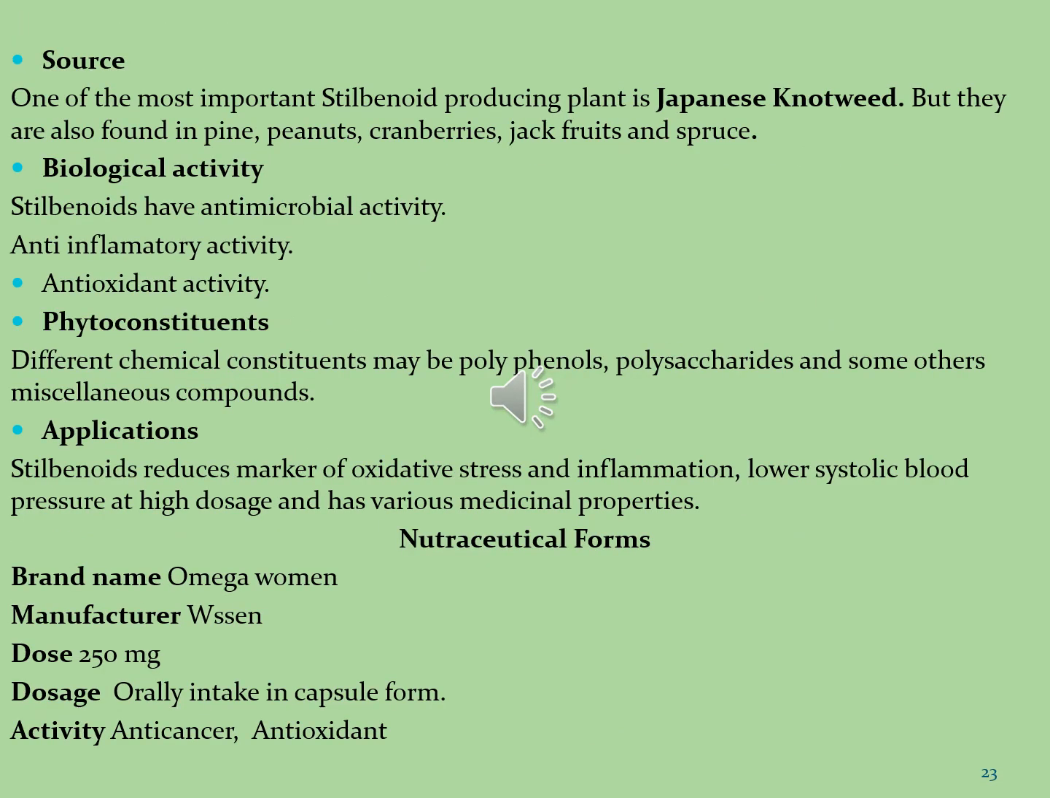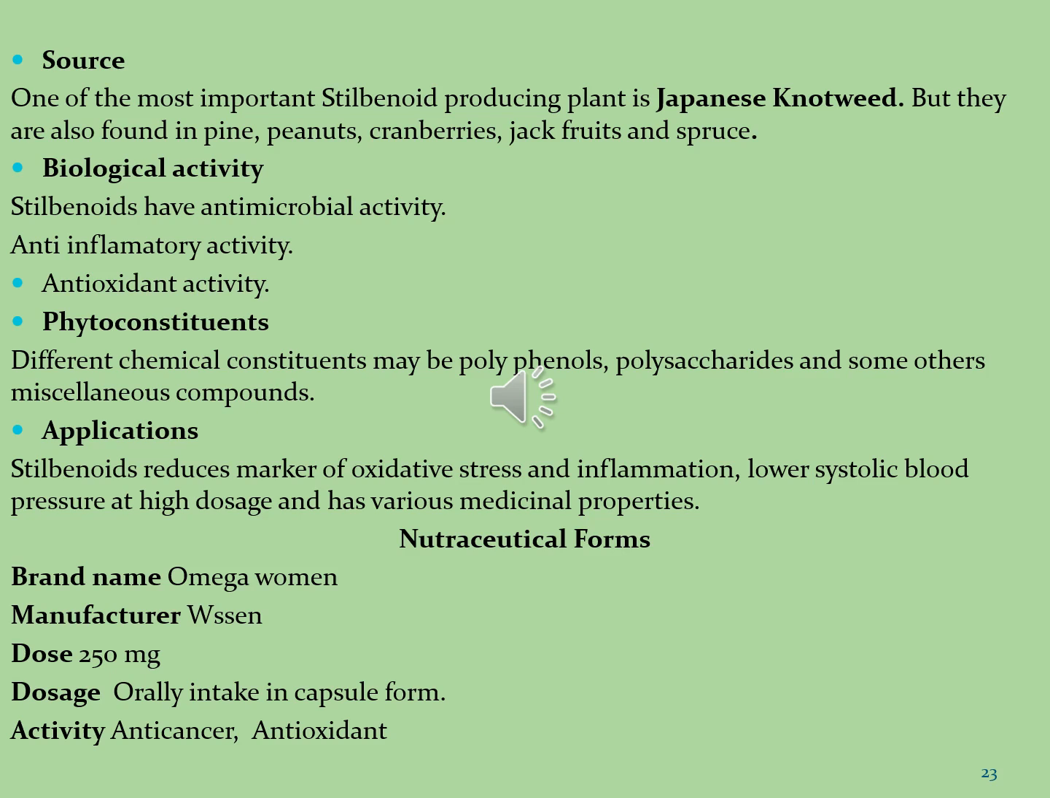One of the most important stilbenoid producing plants is Japanese knotweed, but they are also found in pine, peanuts, cranberries, jackfruits and spurs. Stilbenoids also have some biological activities. They have antimicrobial activity, anti-inflammatory activity, and antioxidant activity. Now we discuss some important phytoconstituents that fall in the category of stilbenoids, and these are polyphenols, polysaccharides, and some other miscellaneous compounds. Stilbenoids reduce some markers of oxidative stress and inflammation, lower systolic blood pressure at high dosage, and have various medicinal properties.